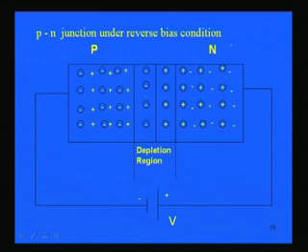What will happen is that now, as this negative terminal of the supply is connected to P type, these holes will be attracted by this negative polarity. So, they will be moving away from the junction. Similarly, these electrons will be attracted by this positive terminal of the battery. So, these electrons will be moving away from the junction. This is the junction, so they will be going further and further away from the junction.